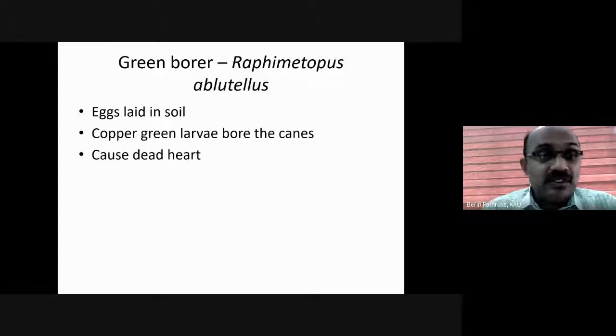Study well about the first four sugarcane borers. That means early shoot borer, internode borer, top borer, and stalk borer. The other remaining ones, you just remember the scientific names. If there are any typical symptoms, you can remember them, just like Gurdaspur borer, which makes spiral galleries. Those things only you can remember.